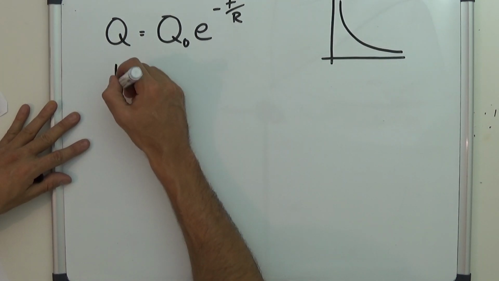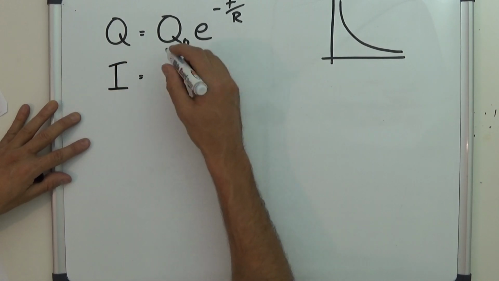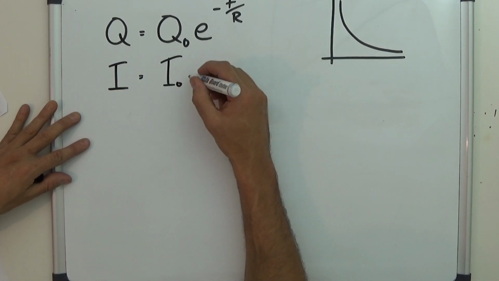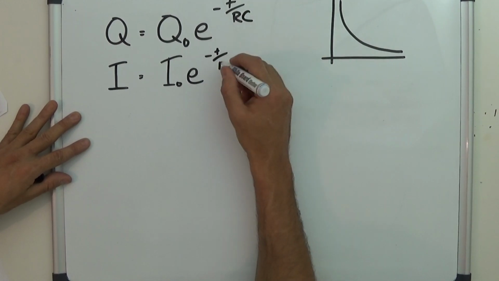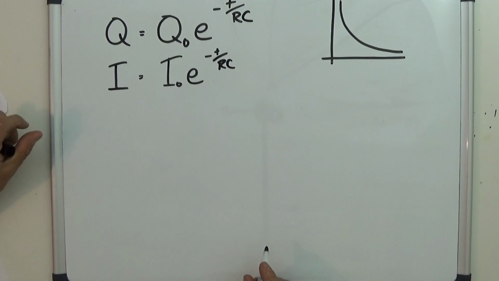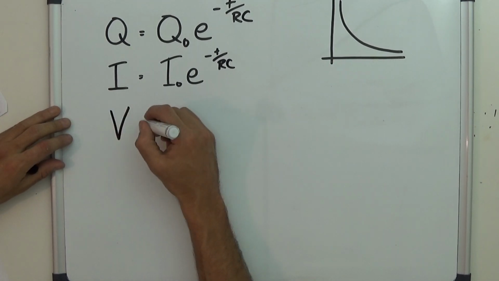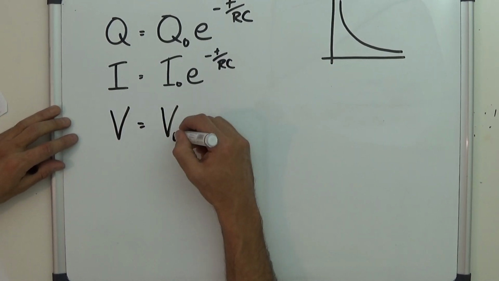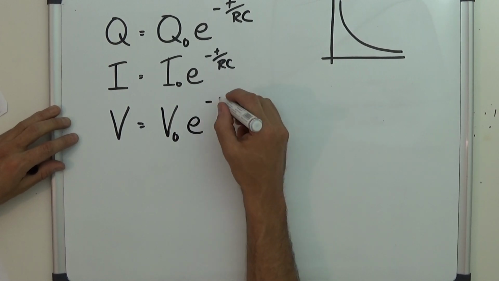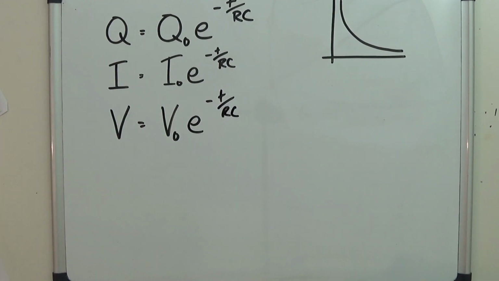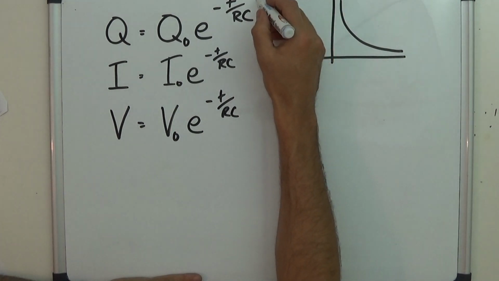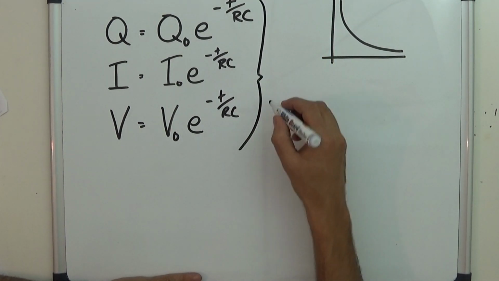So it's true that the current at any stage will be given by the initial current times e to the minus t over RC, and it's also true that the potential difference across the plates will undergo the same form of decay. And of course, therefore, we've got these three equations that are all equal. But this is only for discharge, and this is the key point about this. All this applies to discharge.